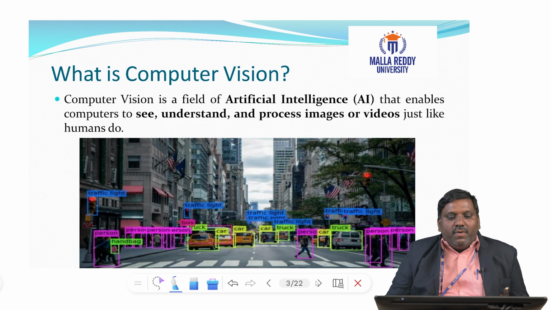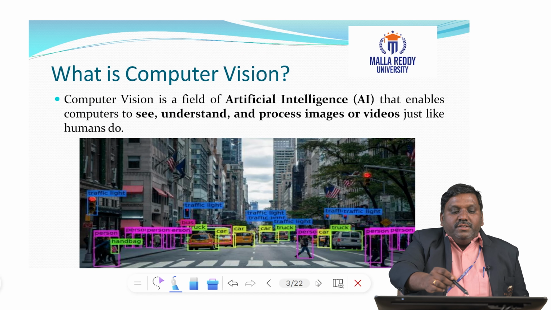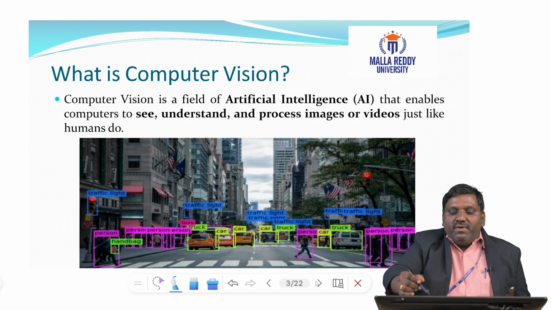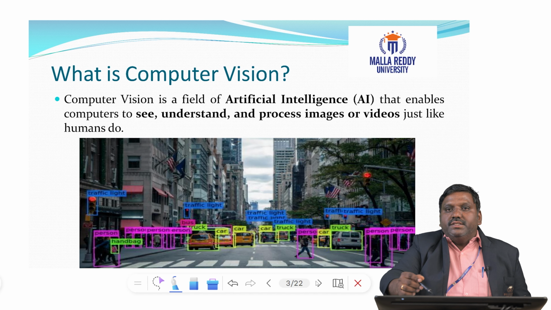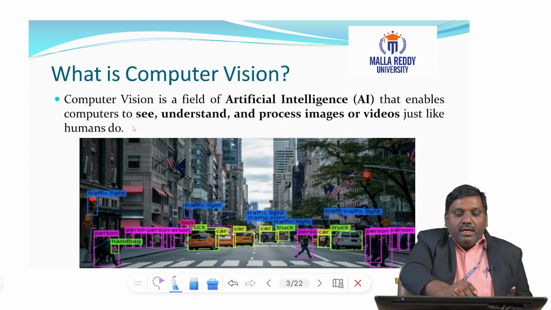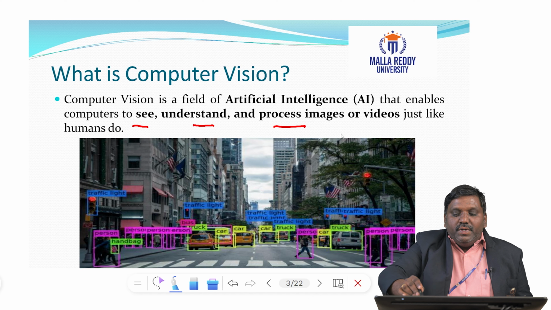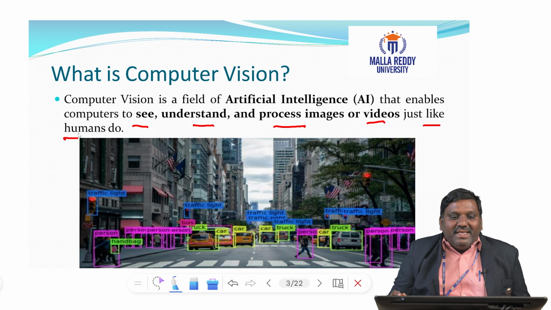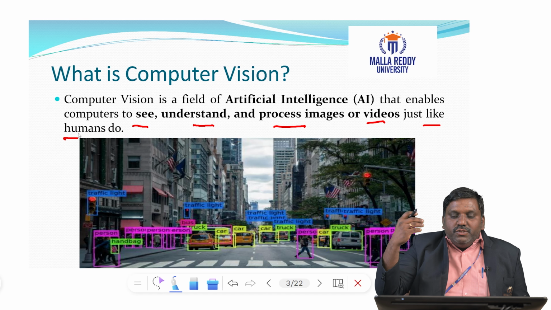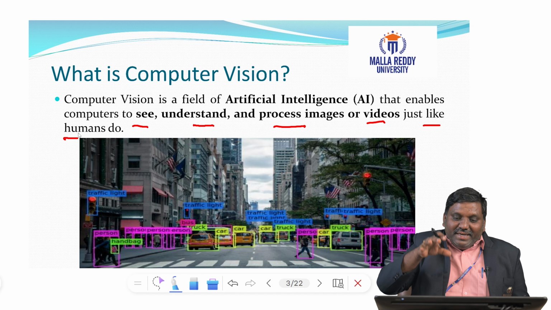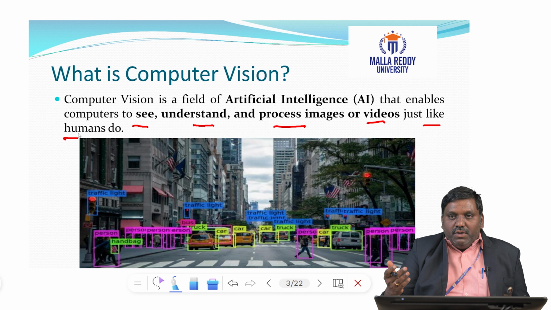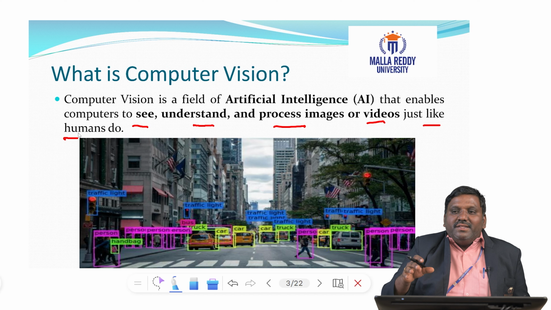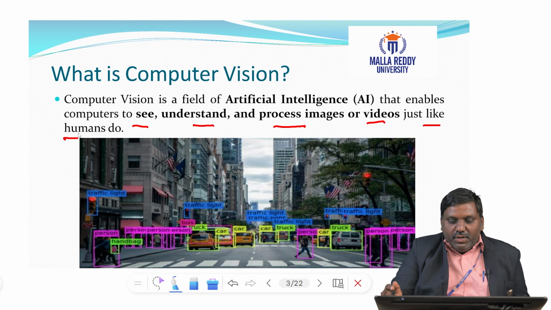First, we need to know what computer vision is. Computer vision is a field of artificial intelligence that enables the computer to see, understand, and process images or video just like humans do. Here, the reality is that we are going to train a machine. The machine should take the input the way human beings take it. After that, the machine should process the image or the content the way the human being does.